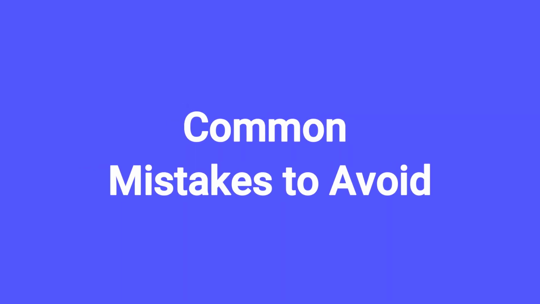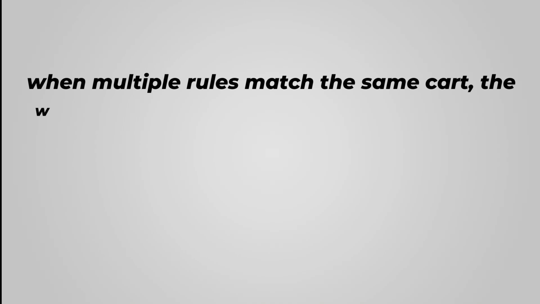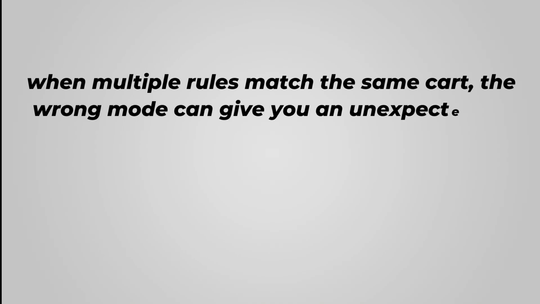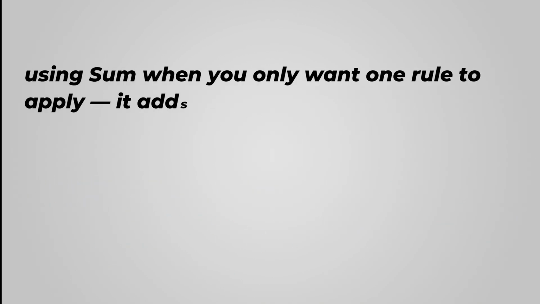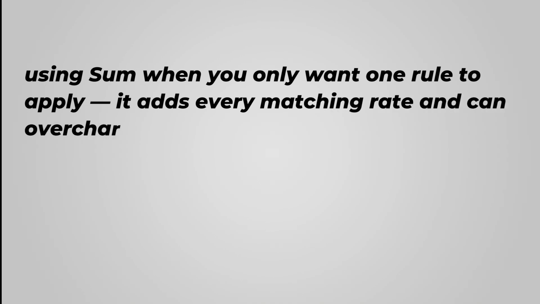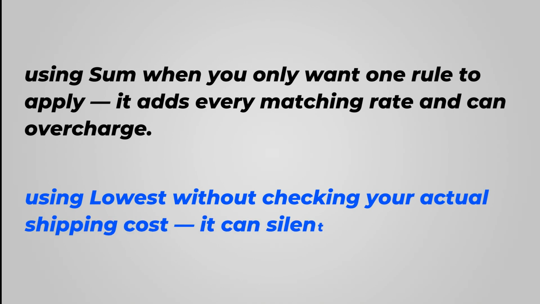Let me quickly cover the most common mistakes. First, when multiple rules match the same cart, the wrong mode can give you an unexpected final cost. Second, using first or last without paying attention to rule order. Position directly controls the final cost. Third, using sum when you only want one rule to apply. It adds every matching rate and can overcharge. And fourth, using lowest without checking your actual shipping cost. It can silently eat your profit.